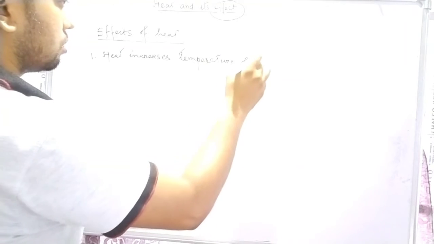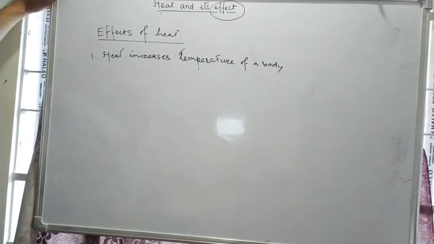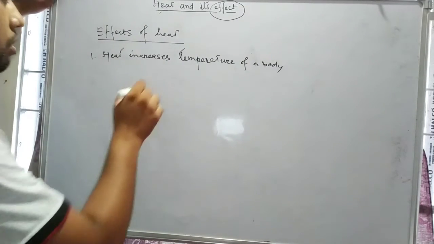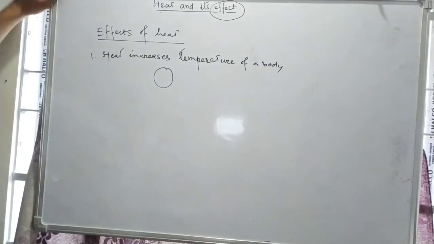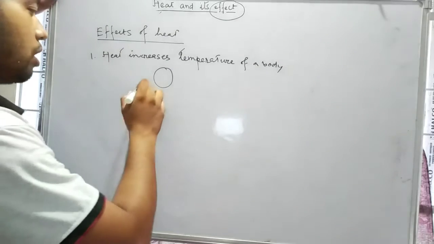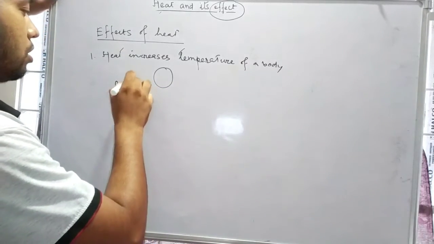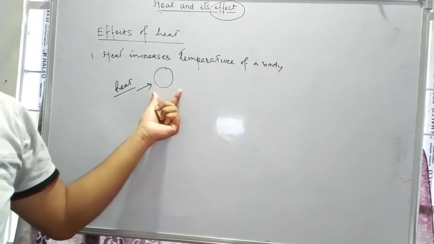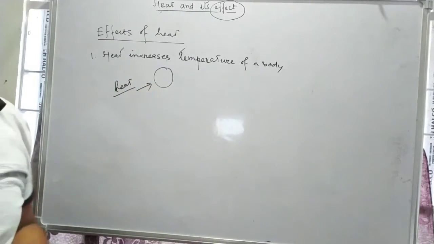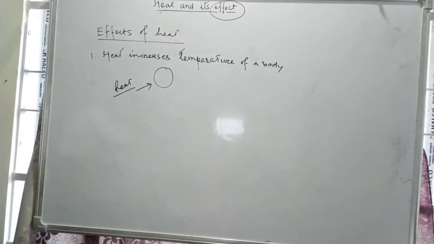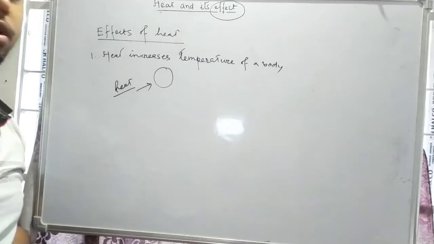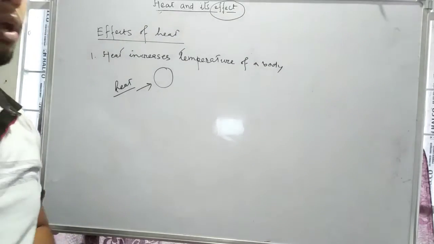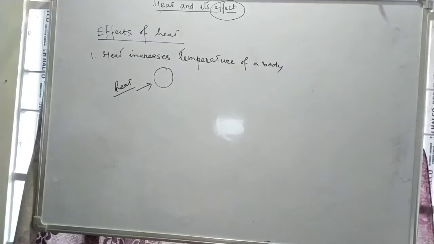of a body. So we can take this previous example only. If we take an iron ball, or a ball made up of any material, and we apply heat, its temperature will increase. If we take a ball made up of wood and apply heat, after a certain instant of time, it will start burning. So this is the first effect of heat. If we apply heat to any object, its temperature will increase.